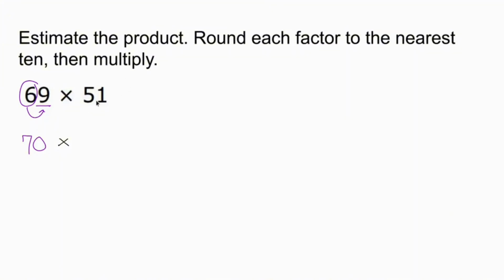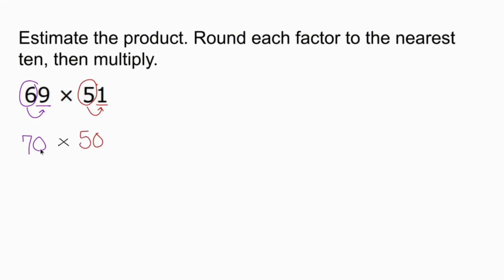Rounding 51 to the nearest 10 has me look at the 1's and then the 10's value. So we'll circle the 10's. Look to the right of it. 5 or above, give it a shove. Nope. 4 or below, let it go. Yep. So we're going to leave 5 as a 5 and then turn 1 into a 0.